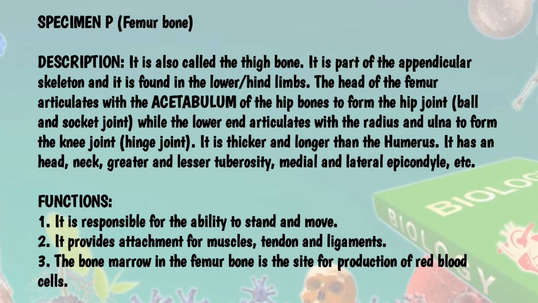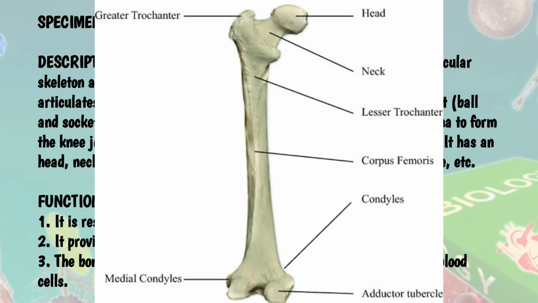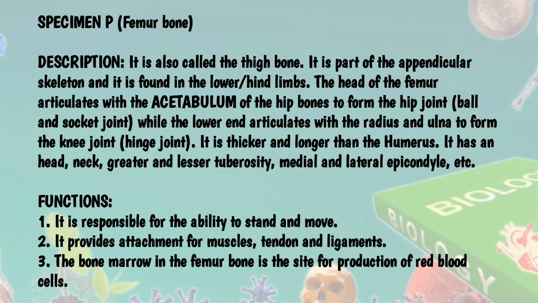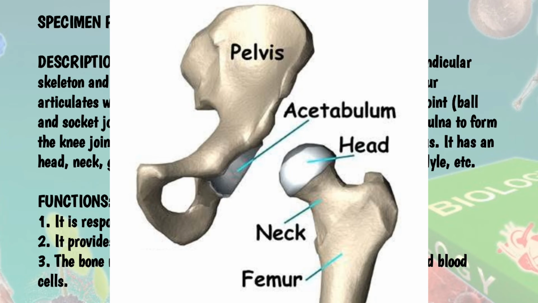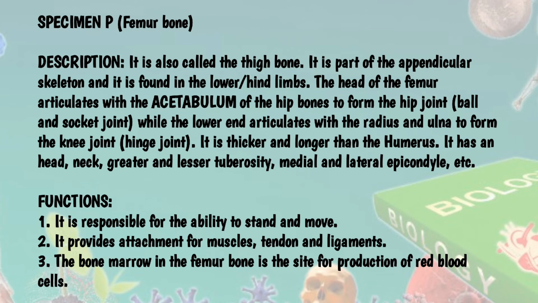So we move on to specimen P, which is the femur bone. It is quite similar to the humerus, but the femur bone is the thigh bone and it forms part of the appendicular skeleton, and it is found in our lower limbs. The head of the femur fits into the acetabulum of the hip bone, just like the head of the humerus fits into the glenoid cavity of the scapula.